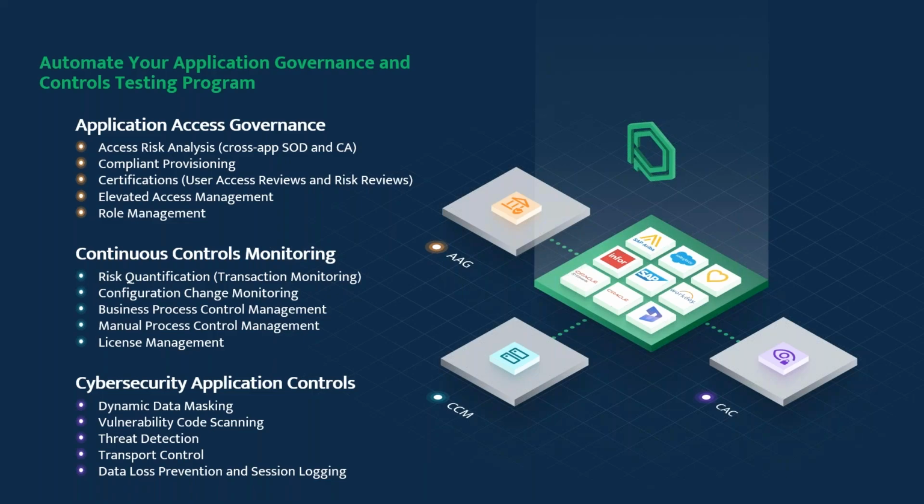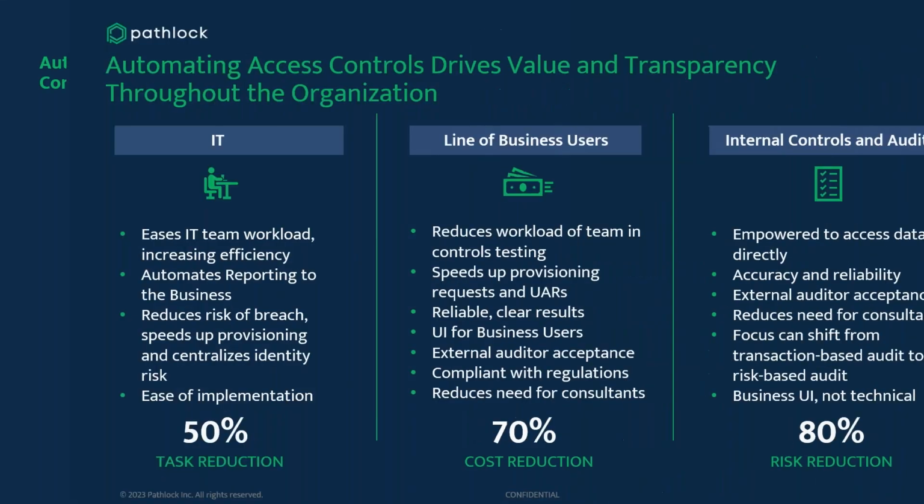And then cybersecurity application controls, we have this available for a limited number of applications currently. It's ever expanding on the roadmap, but for those applications where it is available, we can do dynamic data masking. We can do vulnerability code scanning, threat detection, transport control, and then your data loss prevention and session logging. So this is really getting at that concept of further locking down your environment. So adding attribute-based access controls on top of your SoD and sensitive access reporting and access restrictions that you're doing for your users. So again, just continue to further secure and refine your environment. So that is what we can offer in the way of Pathlock Cloud solutions.